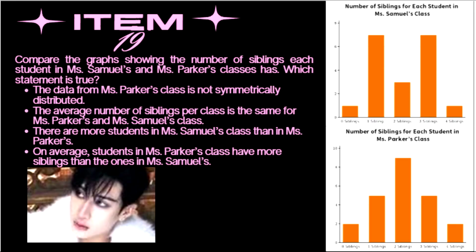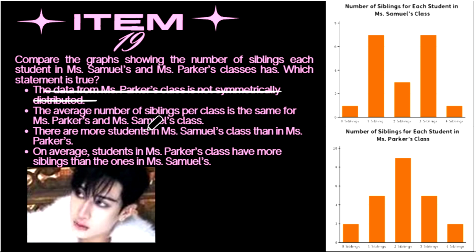Compare the graphs showing the number of siblings each student in Miss Samuel's and Miss Parker's classes has. Which statement is true? So we're comparing these. The data from Miss Parker's class is not symmetrically distributed. Yes, it is. The average number of siblings per class is the same for Miss Parker's and Miss Samuel's class. The average number of siblings, that's going to require some math.